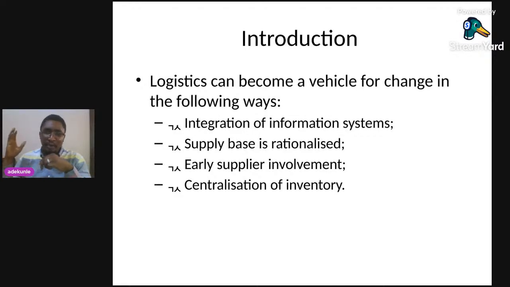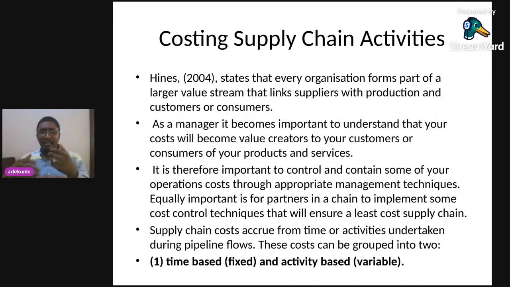So logistics can become a vehicle for change within the supply chain in the following ways: one, integration of information systems; two, supply base is rationalized using the logistic approach; then early supplier involvement and the centralization of inventory. This is when you bring logistics into the supply chain activity because it becomes a vehicle for change, and these are the changes you will see: centralization of inventory, supplier managed inventory, supply base rationalization, and the rest.